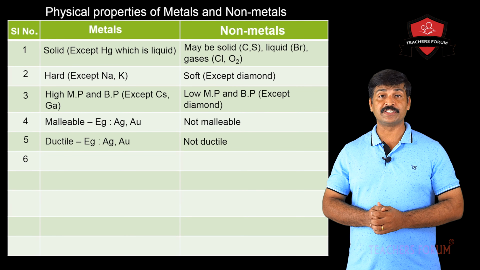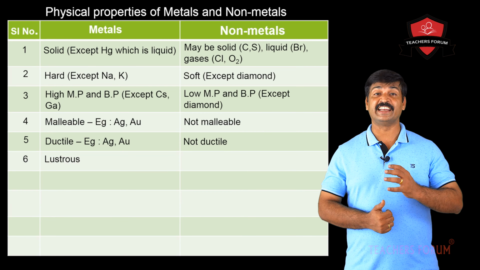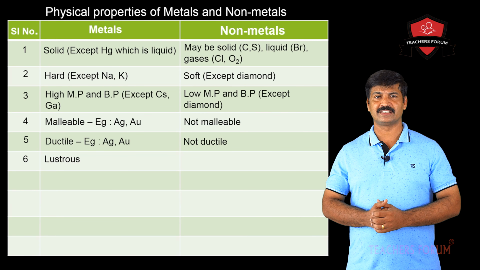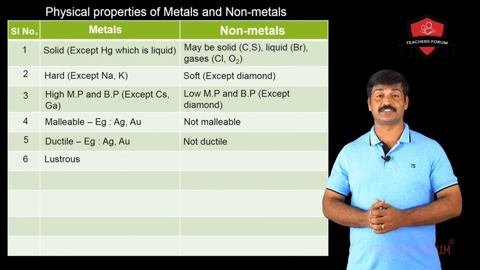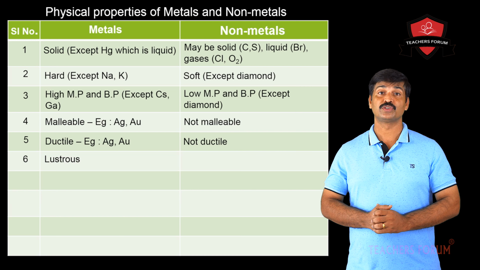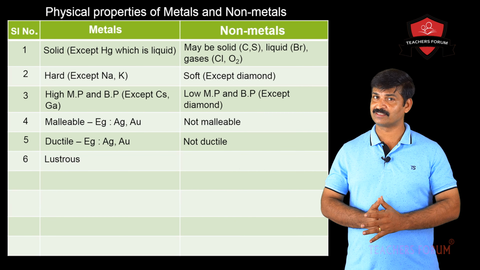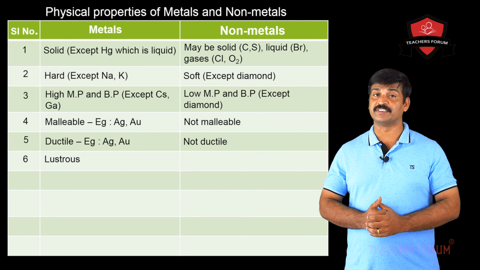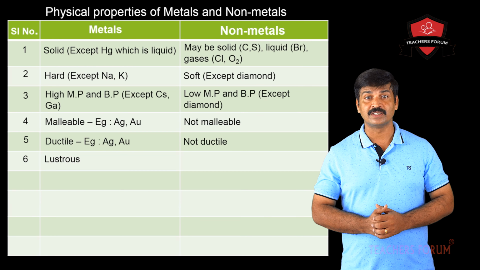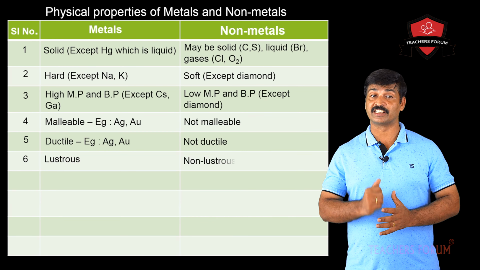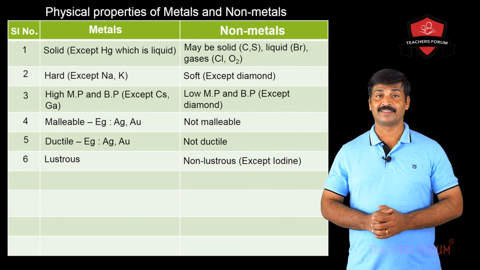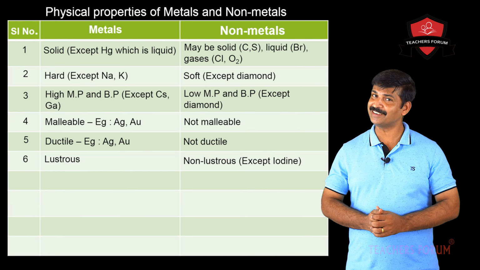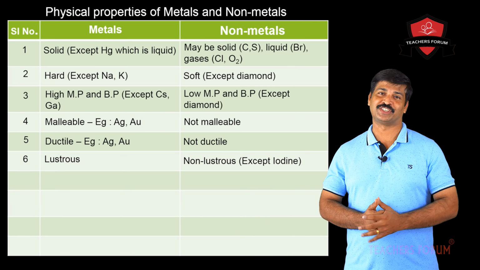The next difference is metals are lustrous. What do you mean by lustrous? In pure state, metals have a shiny surface, that is known as lustrous. So, metals are lustrous. That means they have shiny surface. Now, what about non-metals? Non-metals are not lustrous, but there is one exception, that is iodine. Iodine is a non-metal, but that is lustrous.